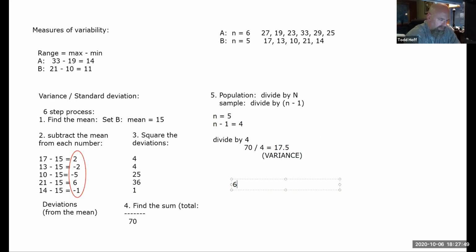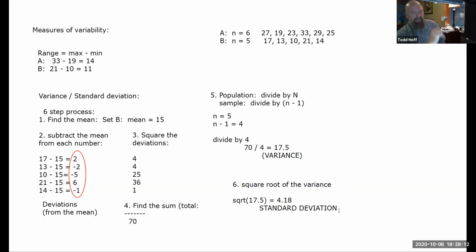Step 6 is required for the standard deviation, and that is to find the square root of the variance. So we do the square root of 17.5, which is, I believe, 4.18. That is the standard deviation. What that is saying is that on average, each data point in this set is 4.18 units away from the mean. So it gives us an idea of how spread out our data points are.